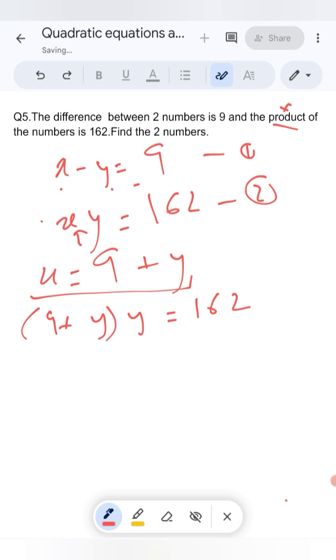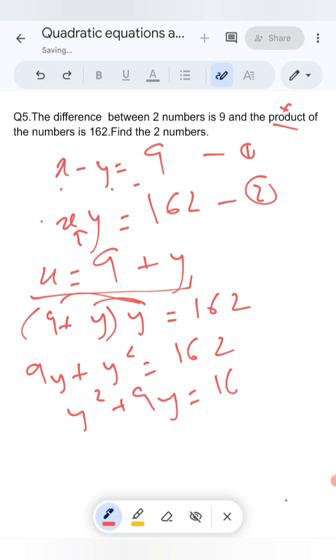Okay. Now y will be multiplied with 9 and y will be multiplied with the y as well. So it becomes 9y plus y square is equals to your 162. That becomes y square plus 9y is equals to 162. Now let's take this 162 to the other side. It becomes y square plus 9y minus 162 is equals to 0. Okay. Let's take out the LCM. I am clearing all of it out.